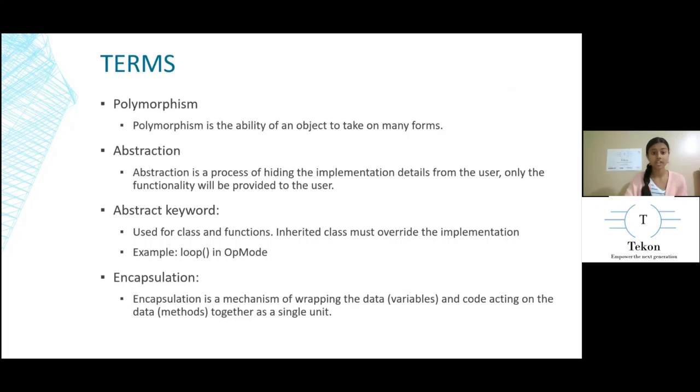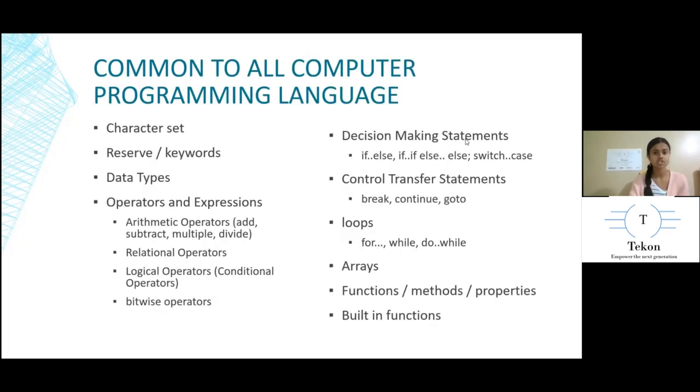Some more terms: polymorphism, which is the ability of an object to take on many forms. There's also abstraction, which is the process of hiding the implementation details from the user, so only the functionality is provided. And there's the abstract keyword, which is used for classes and functions, and the inherited class must override the implementation. And then there's encapsulation, which is a mechanism of wrapping the data and code acting on the data together as a single unit. So these are some words that are common to all computer programming languages.